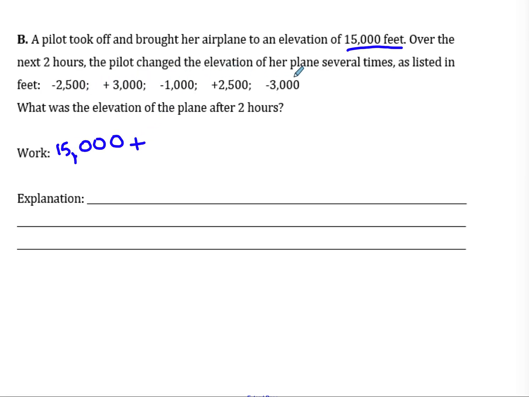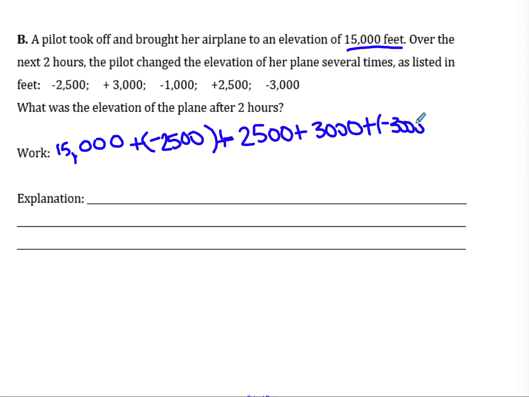Okay, so for time's sake, I'm not going to write them out in order and then rewrite them. I'm just going to go ahead and use commutative property to put my inverses together. So negative 2,500 plus a positive 2,500. Okay. Plus a positive 3,000. Plus a negative 3,000. Plus a negative 1,000.